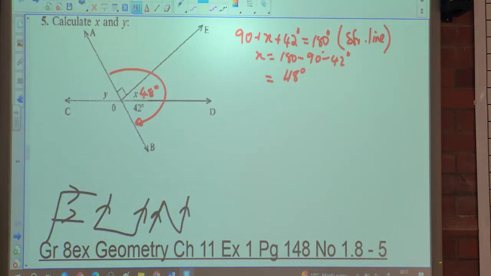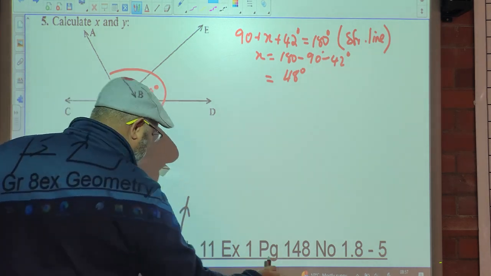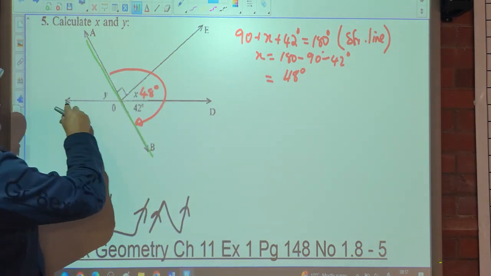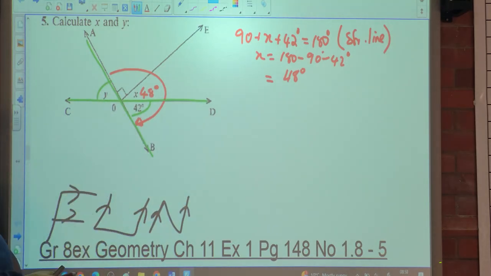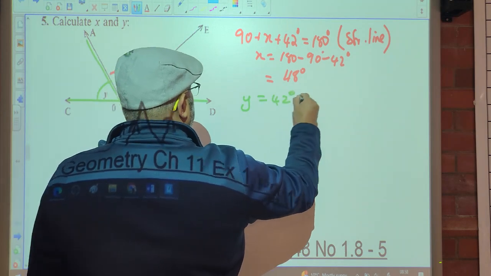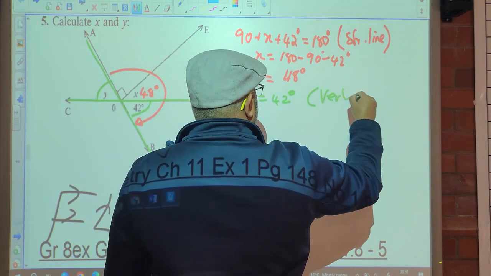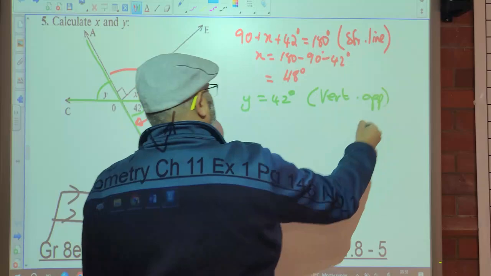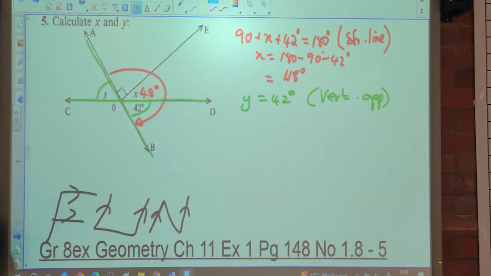I'm going to calculate y. Vertically opposite. Can you all see that, people? That is vertically opposite to that. So y is equal to 42 degrees. Why? Vertically opposite. How do you calculate it?